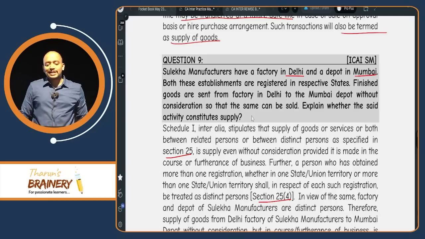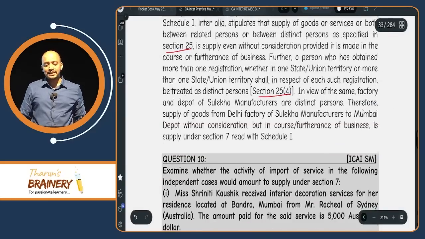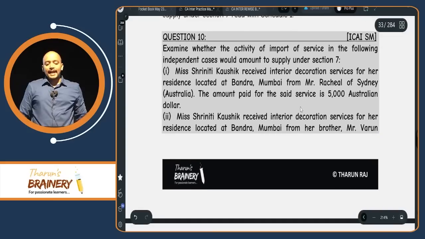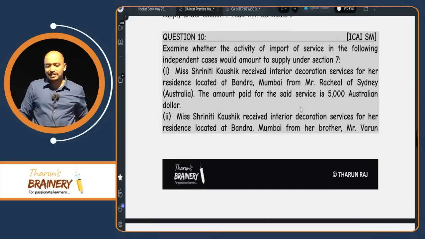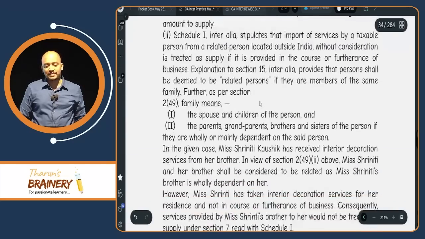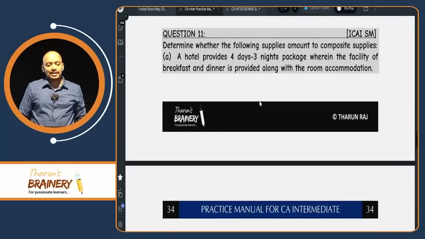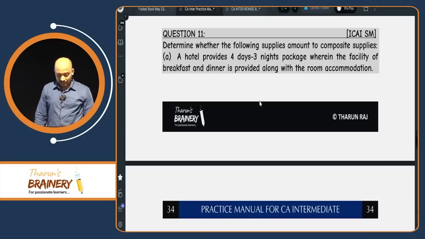Then finished goods are sent from factory in Delhi to Mumbai depot without consideration. Yes, it will be supply. Then examine whether the activity of import of service, already we discussed this. Srinidhi Kaushik, so this question already we discussed. Then question number 11, determine whether the following supplies amount to composite supply.